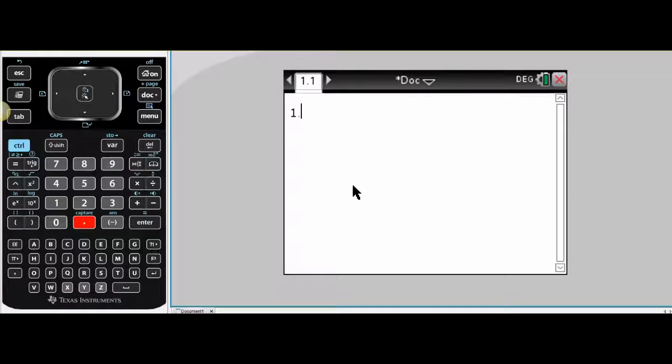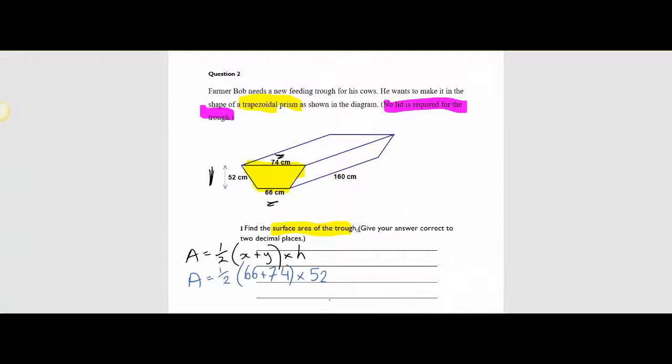So we'll go half 66 plus 74 bracket times 52, and that equals 3,640. So here we're going to have 3,640. The thing that we need to be careful of here and remember is that there's two of these in the trough, isn't there? So we've got to times that answer by 2.